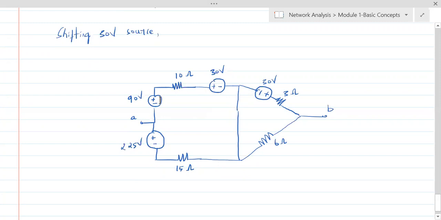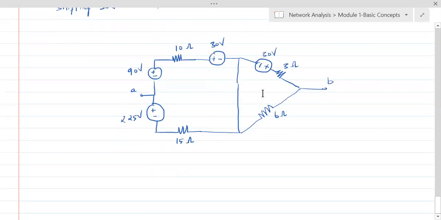This 30 volts is in series with 90 volts. They are of opposite polarities. So it is 90 minus 30 volts with the polarity of 90 volts. Everybody get that? Okay. And here you have a voltage source in series with the resistor. What we can do, this can be converted into a current source. Everybody understand that? So let's do this.